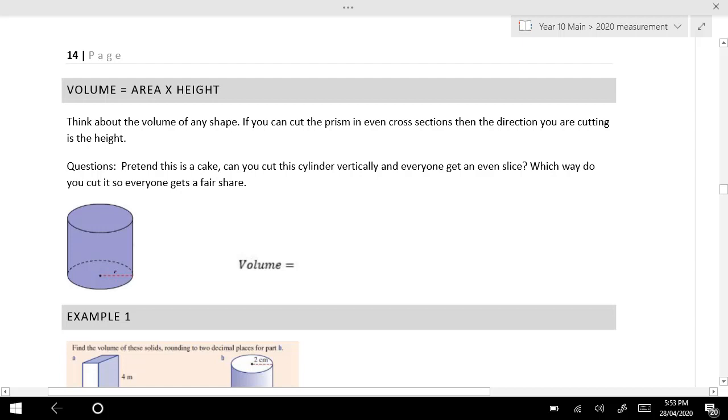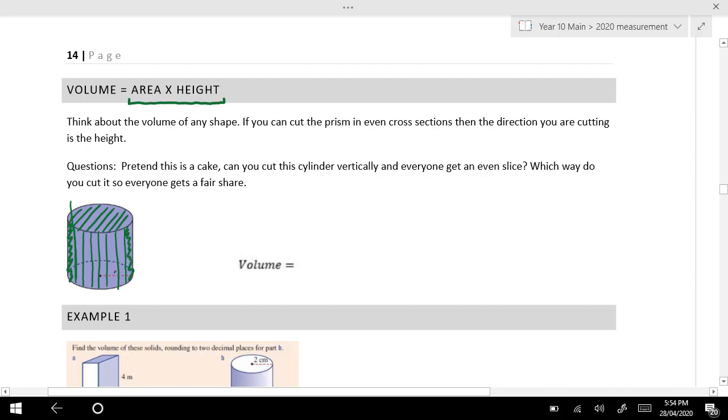Just quickly, going through volume, you really just need to know that we want the consistent cross-sectional area times the height. How do we get the consistent cross-sectional area? Pretend here's our shape. If I was to cut it in this direction, notice that I'm not going to have a consistent cross-section. If this was a piece of pie, the people getting this slice here aren't going to be very happy because they've just got the ends of the circle. So we can't do it that way.